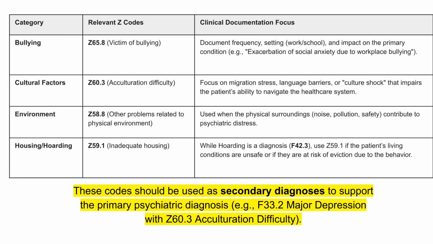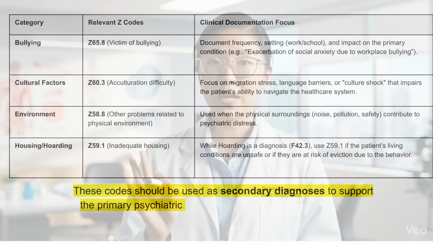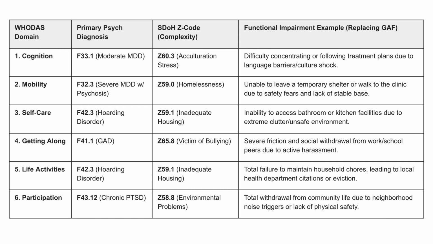If your patient's living conditions are unsafe or if they're at risk of eviction due to a certain type of behavior, the primary psychiatric diagnosis, such as F33.2 major depression, is coded with Z60.3 acculturation difficulty. As we look at our information for our chart, we can see comparing the codes that would be our primary diagnosis with our social determinants of health. And we can see that we have our primary diagnosis in the individual category, our F codes, and our Z codes represented.